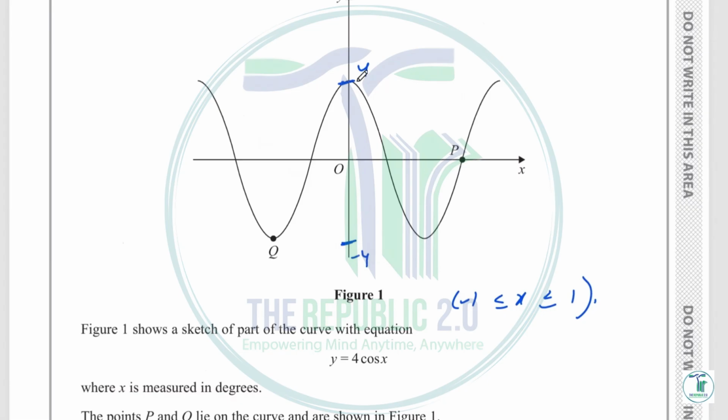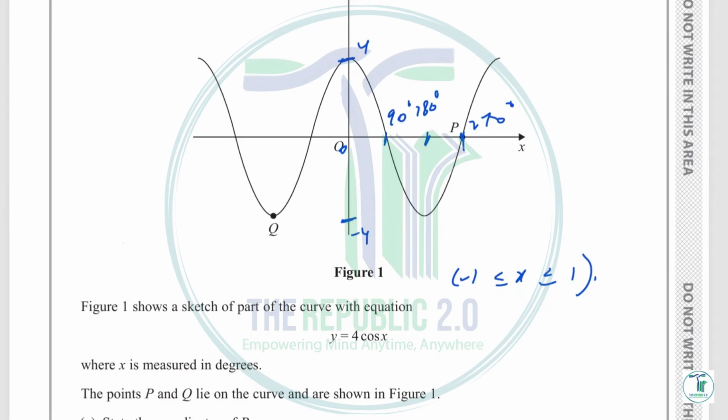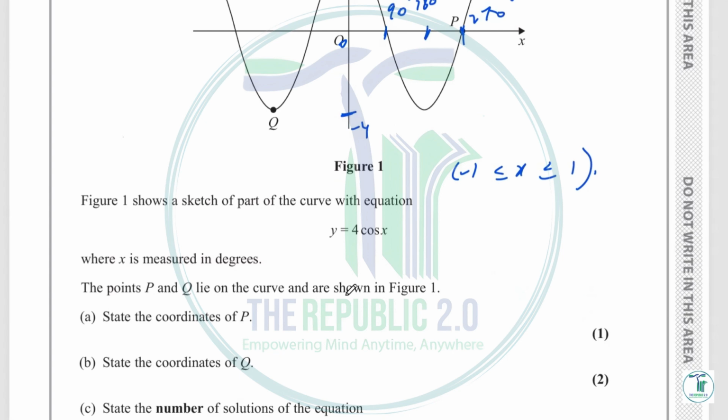And now the maximum value must be at, this is x equals 0. This has to be 90. This has to be 180. And this has to be 270. And similarly on the negative x-axis as well. The points P and Q lie on the curve as shown in figure 1. State the coordinates of P and the coordinates of Q.